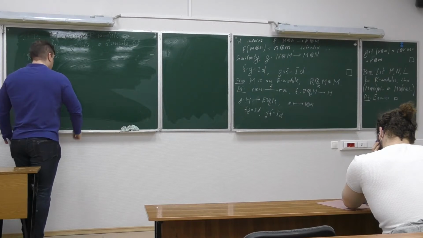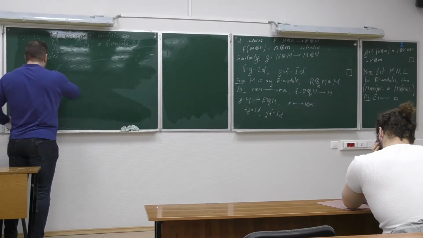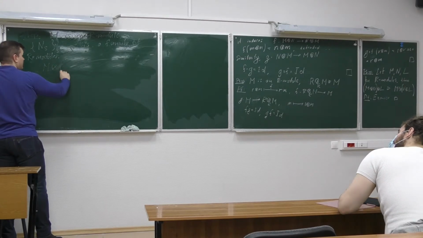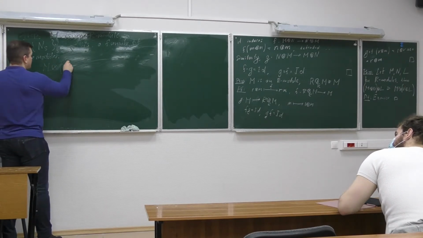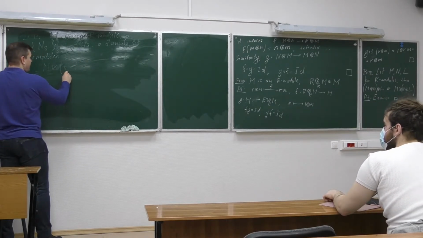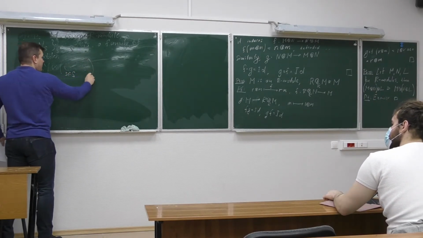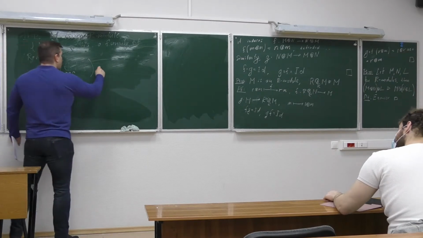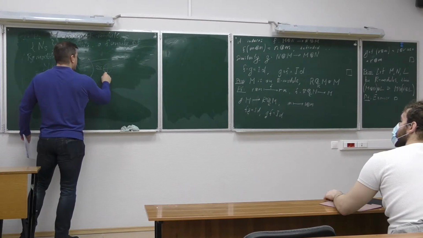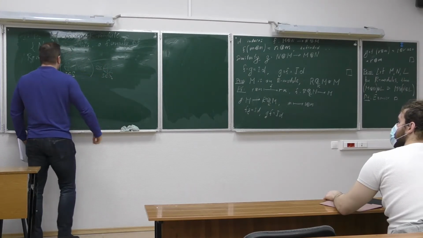So then we have the following property: if you take the tensor product of M with this potentially infinite direct sum, then this is isomorphic to the direct sum of tensor products.